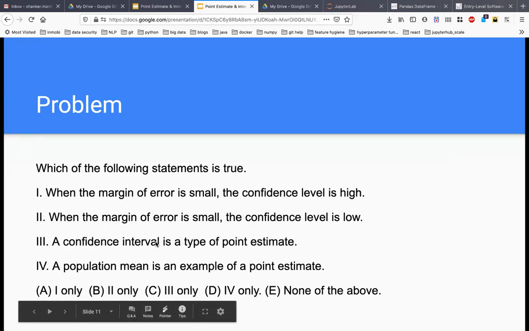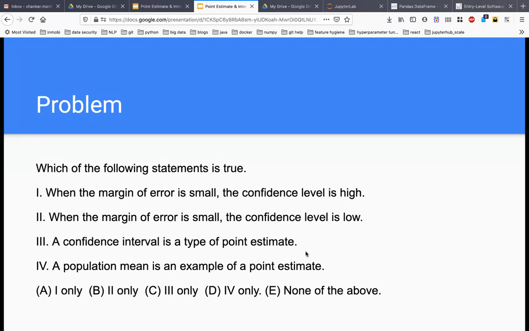Now, a confidence interval cannot be a point estimate, right? We said a point estimate is a single value. An interval estimate is basically a < x < b.